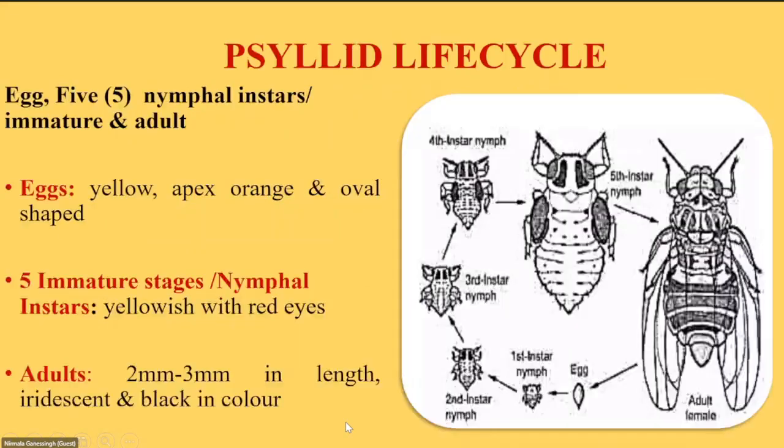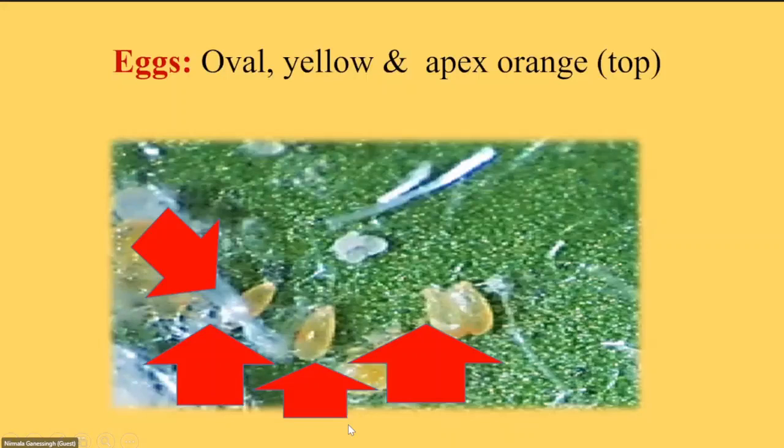This slide shows the pest life cycle. The life cycle includes egg, 5 Nymphal Instars, also called immatures, and adults. So if the plant is affected by this pest, the management strategies would have to include controlling stages of the pest life cycle. This picture shows the psyllid eggs and what they look like. If you look at the photo, they are yellow, oval, and the tips orange in color.